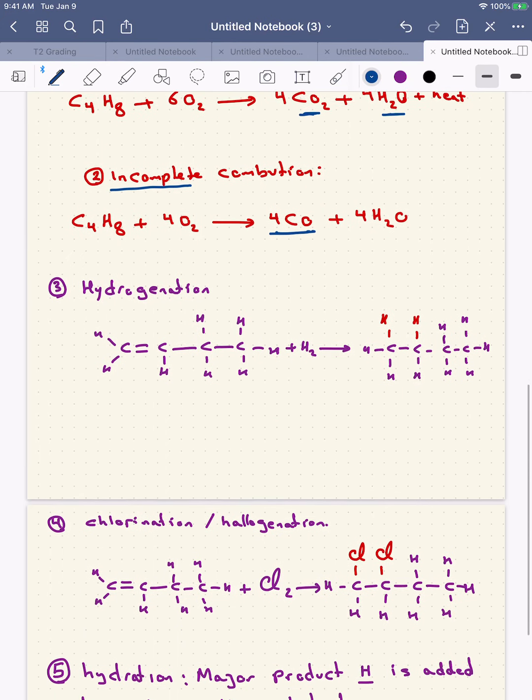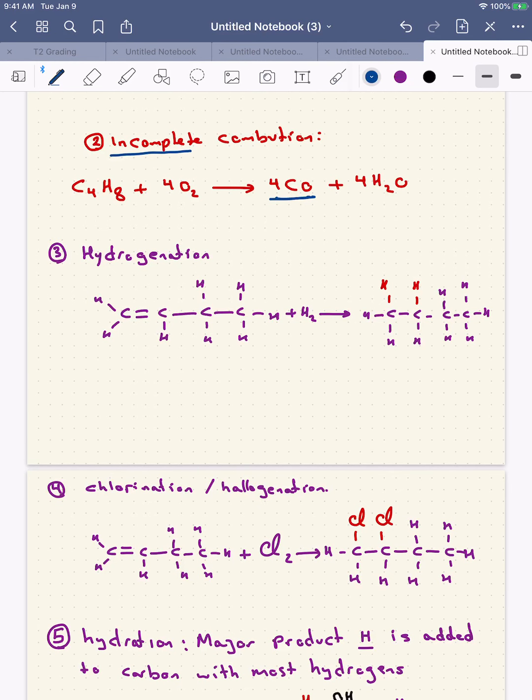The third reaction was hydrogenation. So we add hydrogens. One hydrogen goes to the first carbon, the other one goes to the second one, and this is what you have. So butene or 1-butene becomes simply butane.